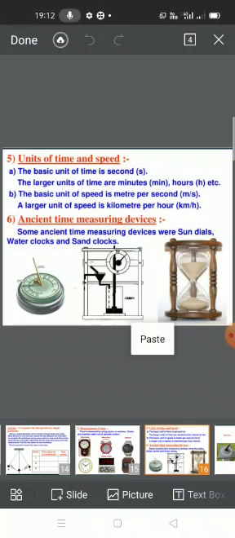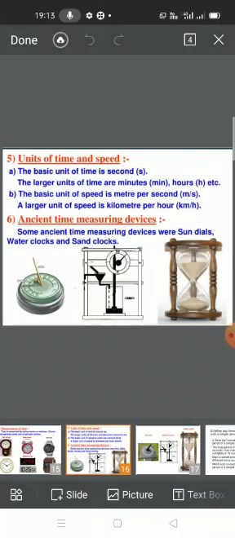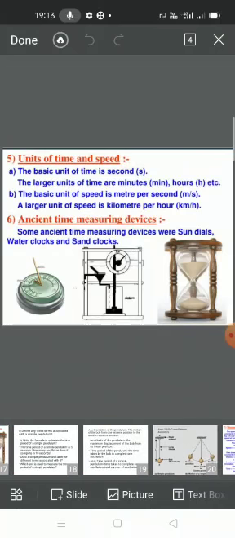Some ancient devices that were used to measure time: in ancient times, when there were no clocks and no watches, which devices were we using? They were the sundial, water clocks and sand clocks. These were some of the devices that we used in ancient times.